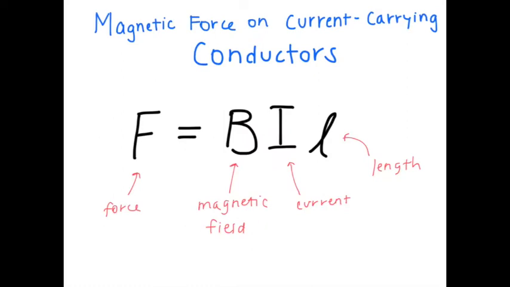For current-carrying conductors, we have a slightly different expression for magnetic force. This states that the force is equal to the magnetic field, or B, times the current, I, times the length, L, of the conductor. Let's take a look at how this works in some practice problems.